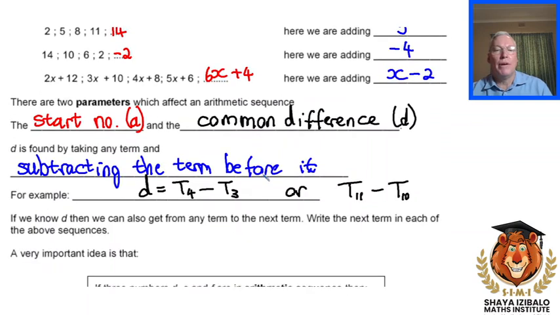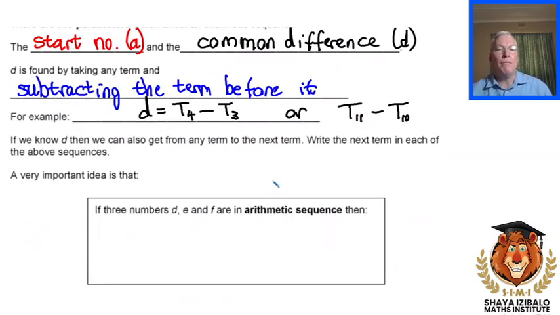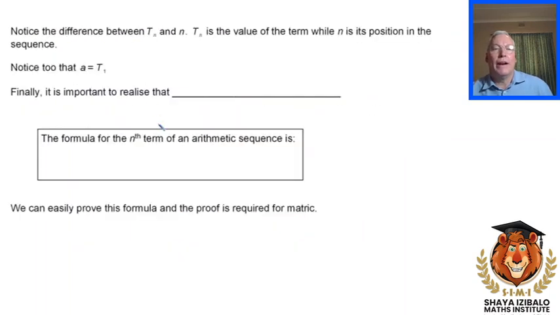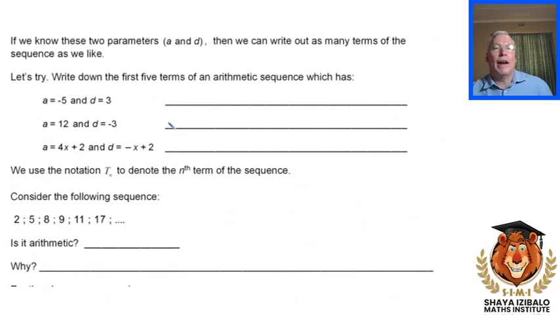A really, really important idea is that if three numbers, D, E, and F, are in arithmetic sequence, then the difference between E and D, that's our common difference, would be exactly the same as F minus E. So that's a really important idea. It's not a formula, it's just an idea. Okay, so let's now turn over the page and have a look at the next thing.